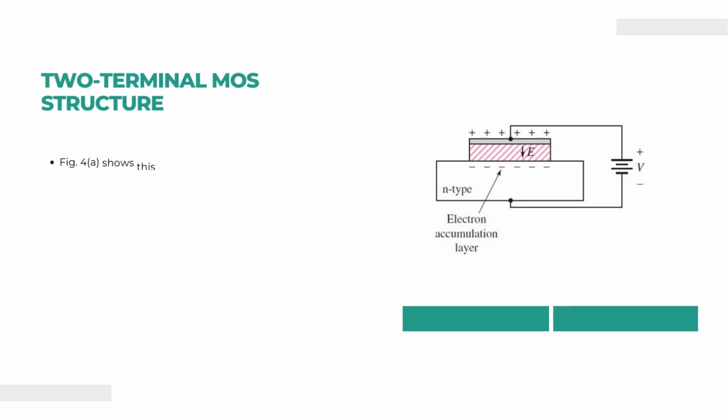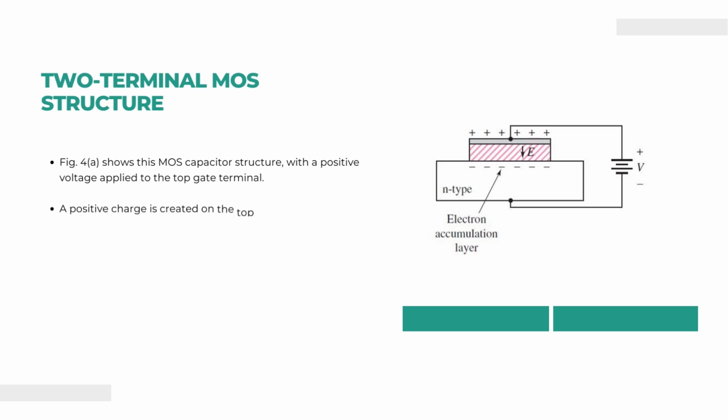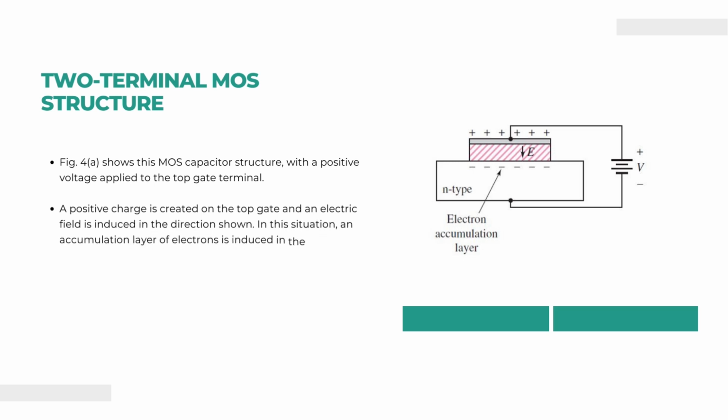MOS capacitor with n-type substrate. The same basic charge distribution can be obtained in a MOS capacitor with an n-type semiconductor substrate. Figure 4a shows the MOS capacitance structure with a positive potential applied at the top of the gate terminal. So, here we can see that the metal is provided with the positive potential and the semiconductor is provided with the negative potential.